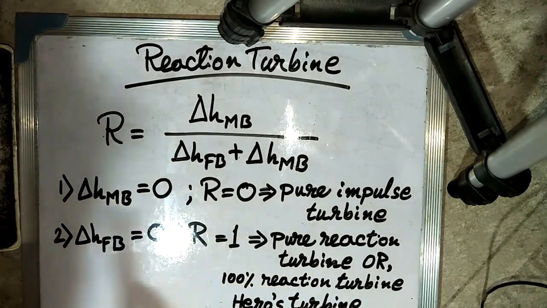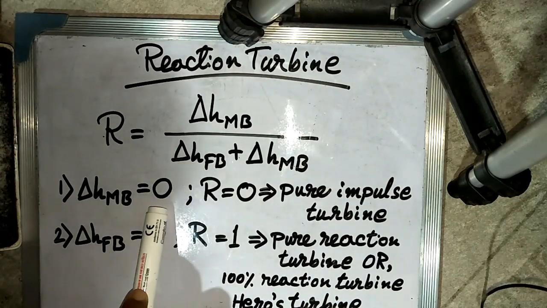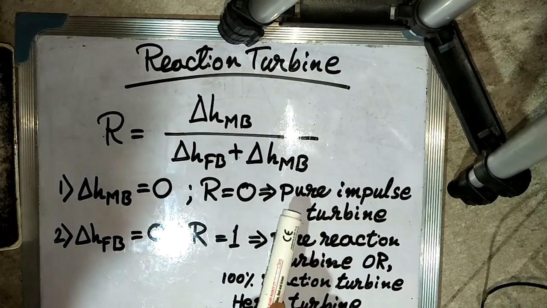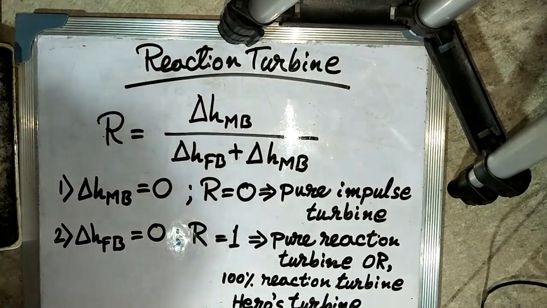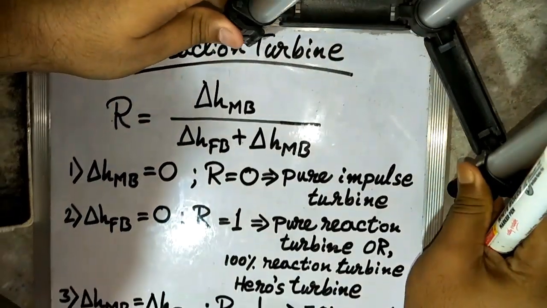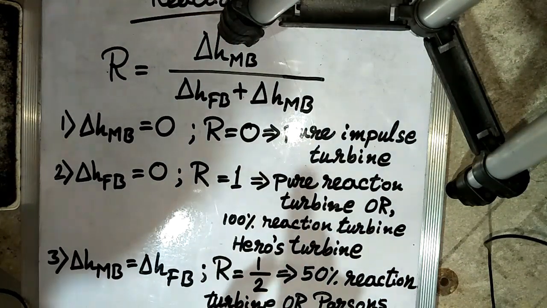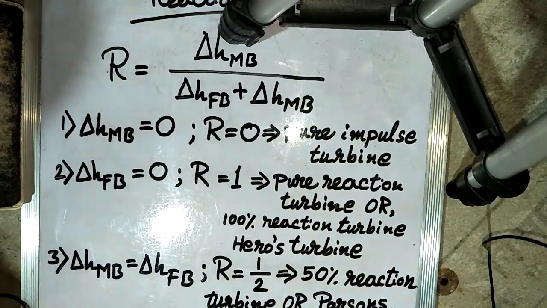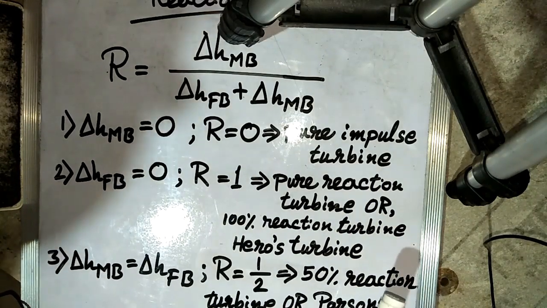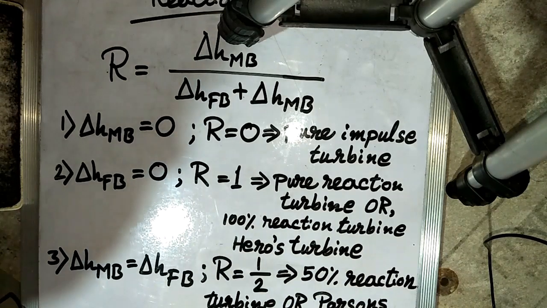Now, number one: if the enthalpy drop in the moving blade is 0, the value of R, the degree of reaction, is 0. So we can say it's a pure impulse turbine, which means no reaction phenomenon is there. Number two: when the enthalpy drop in the fixed blade is 0, the value of R becomes 1. So we can say it's a pure reaction turbine or 100% reaction turbine. Hero's turbine is this 100% reaction turbine.